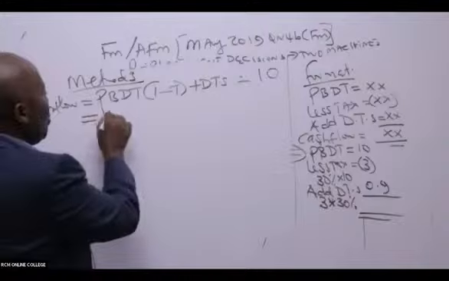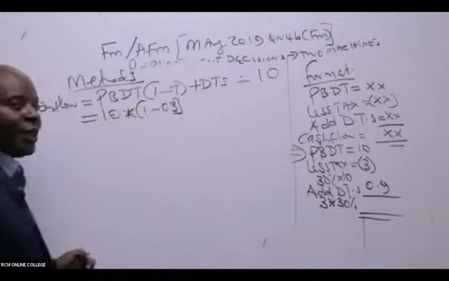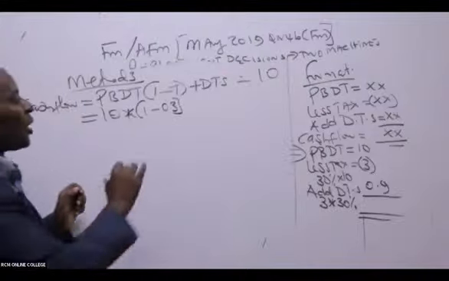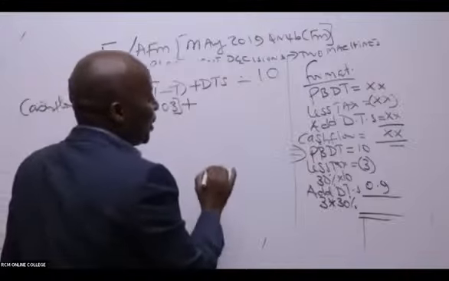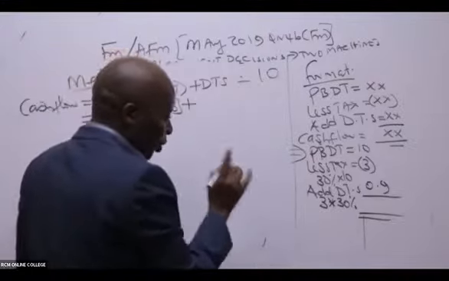Oh, yes, we do. It is 10 times 1 minus rate of tax, which is 30%. 30% is the same as 0.3. And then we shall come and add a depreciation tax shield. So we shall take depreciation. We know what depreciation is.